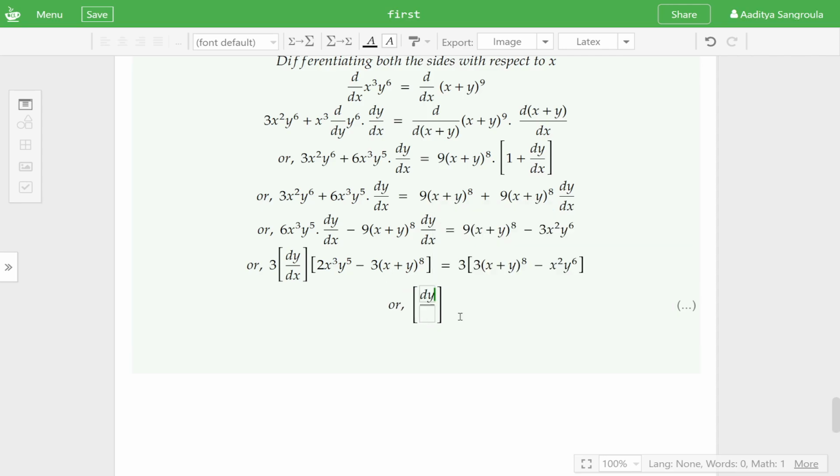dy over dx is equal to this fraction over this fraction. So this is what dy over dx is equal to, and this is what we have obtained as the answer to the question. Let me see if I'm correct.